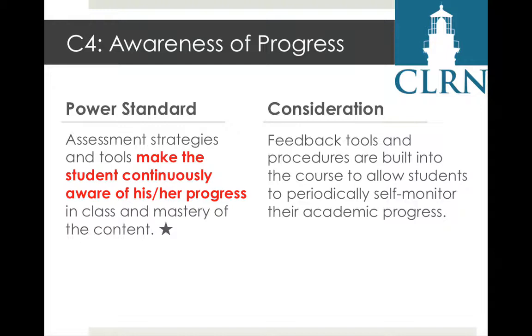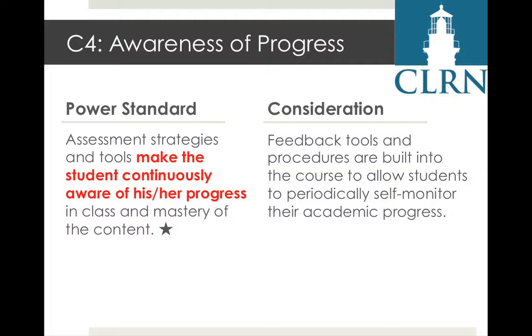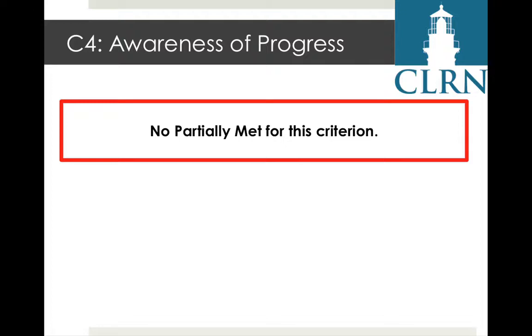Power Standard C4, Awareness of Progress, simply asks if students are continuously aware of their progress. Publishers provide both a description and URL or location where you can verify this standard. The consideration asks if feedback tools and procedures are built into the course that allow students to self-monitor their academic progress. However, C4 is linked to standard C3. If C3 was fully met, C4 is probably met too. For that reason, there's no partially met comment for this criteria.